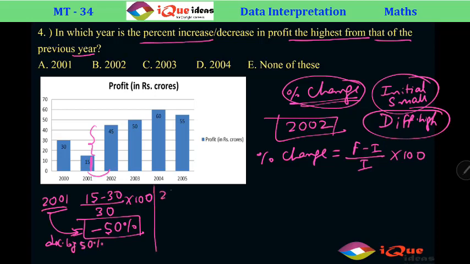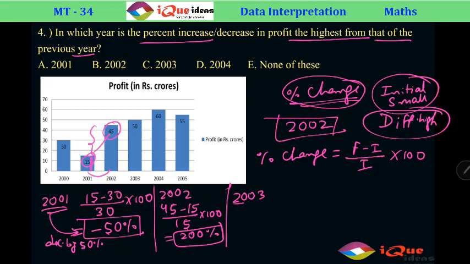Now in 2002, what happens? From 15 to 45. So the percentage change will be straight away equal to 45 minus 15 divided by 15 into 100. Now 45 minus 15 is 30, 30 by 15 is 2, so 2 into 100 is 200%. Then the next one is 2003. It is 45 to 50, the change is 5 divided by 45 into 100. 1 by 9 is 11.11%.